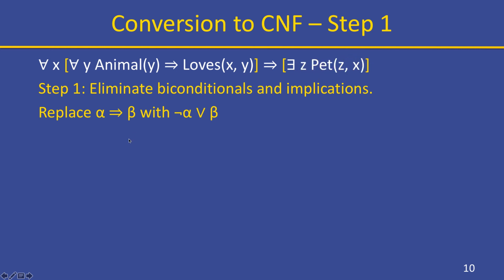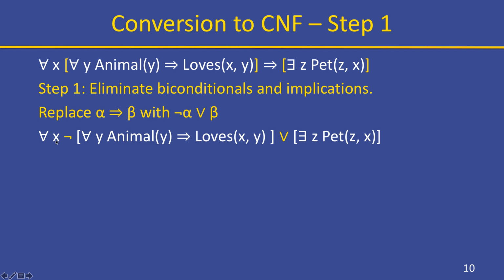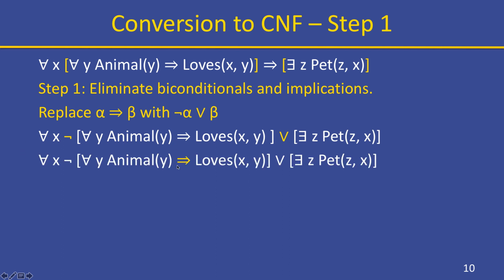So applying this, we get for all x, not (for all y, animal y implies loves x y). This is the not alpha, or beta, and our beta here has not changed. Note that the for all x is on the outside because it's not part of the alpha. Now we have a second implication. We have eliminated the first implication here, but we still have this implication that we need to eliminate.